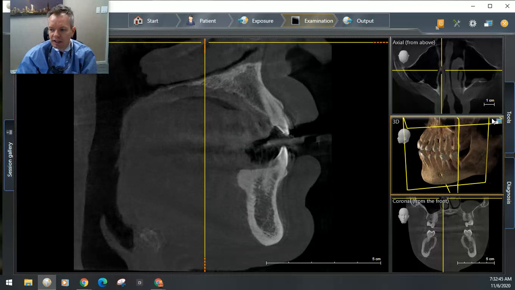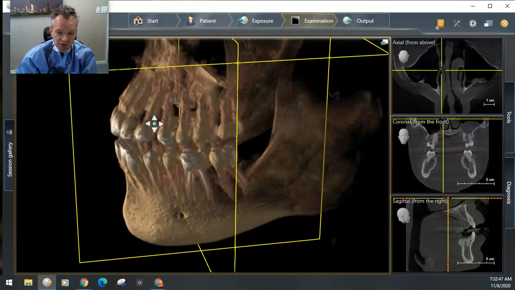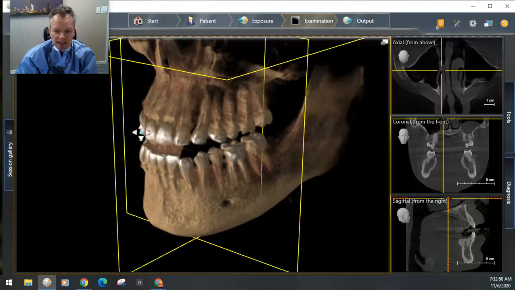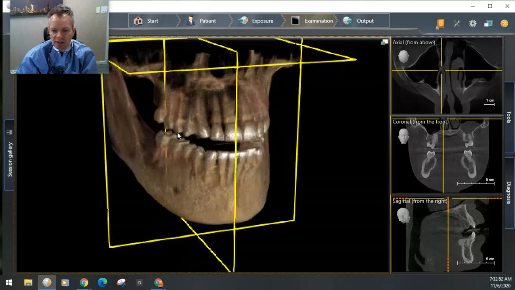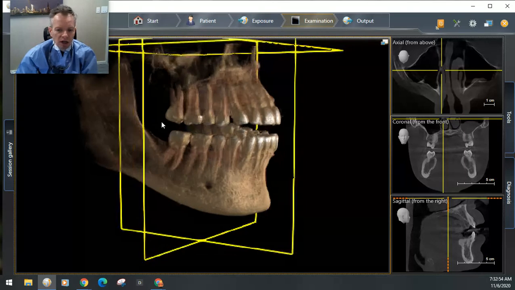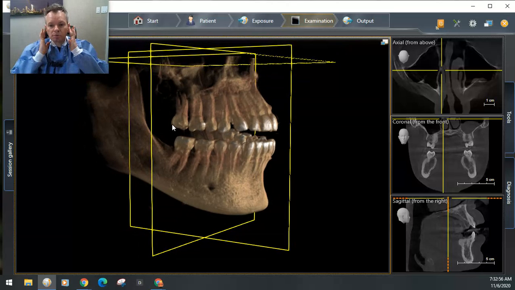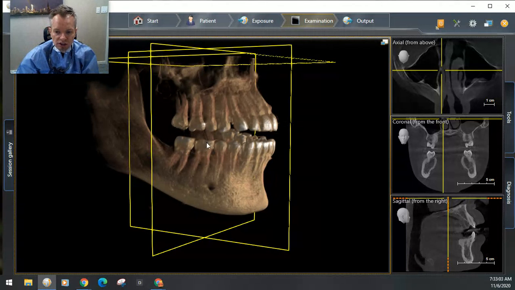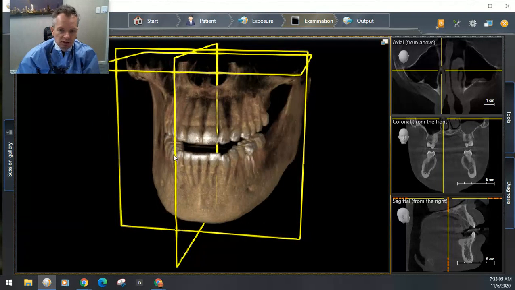So I hope this helps. Again, this is just a technology that we love to use in our office. It acts as a great baseline, as a great diagnostic tool. It helps us even with TMJ to be able to spot the joint and check the anatomy of the joints. It checks bone quantity, bone quality, infections. So much we can see with this.